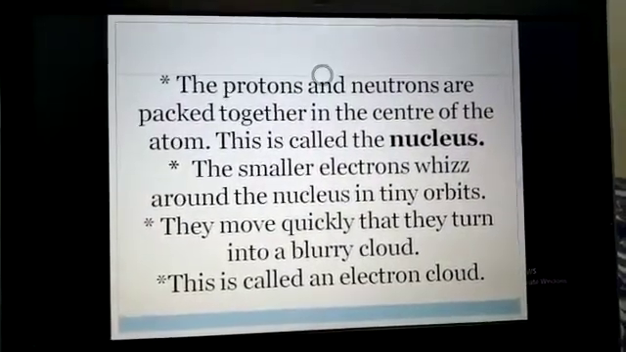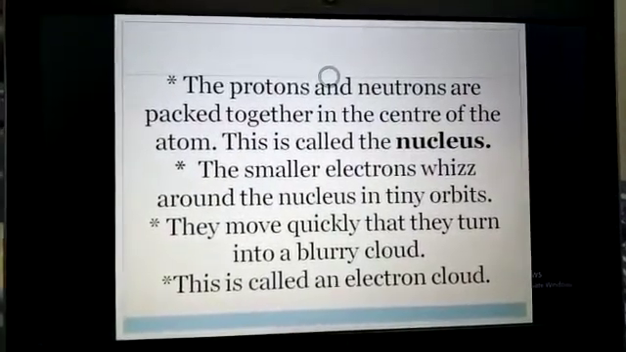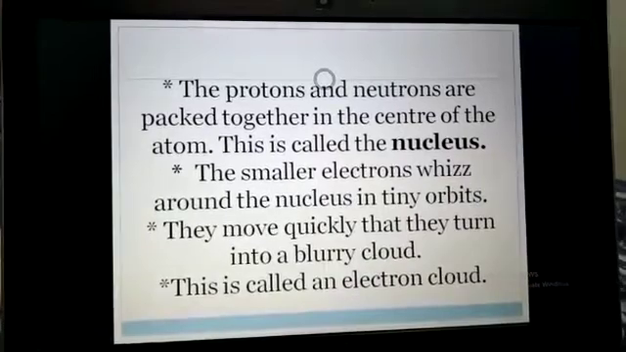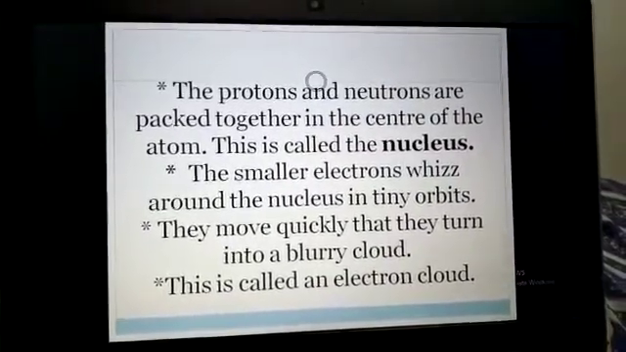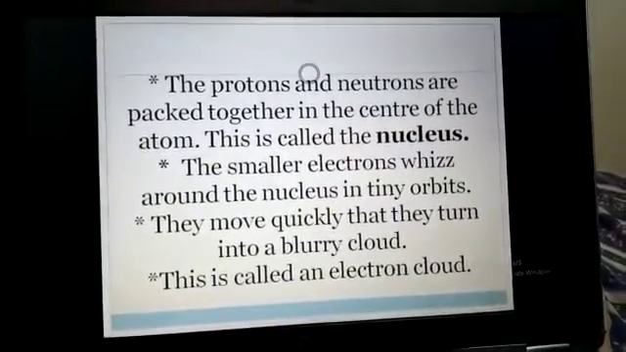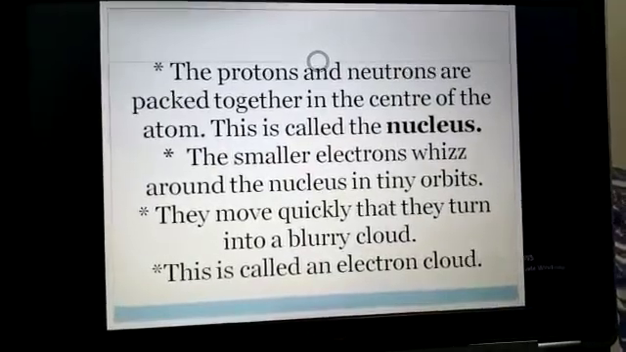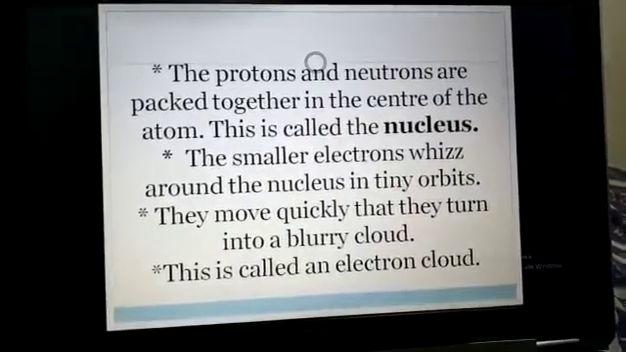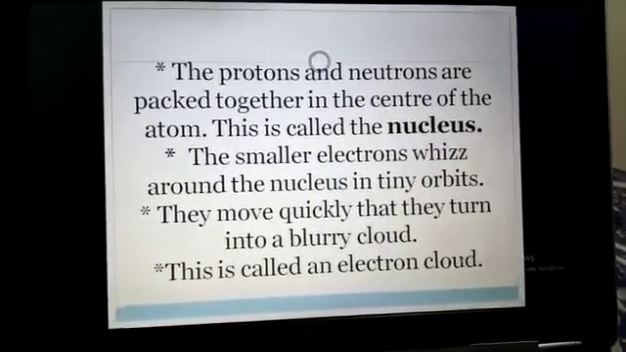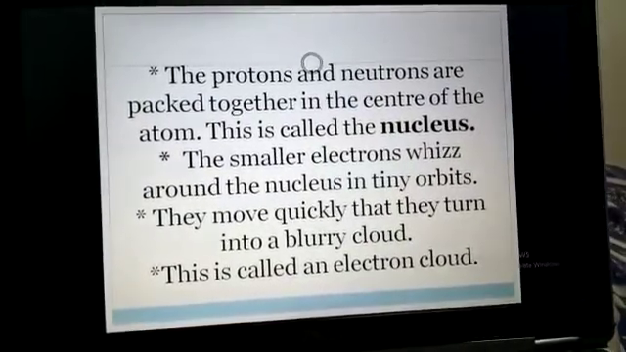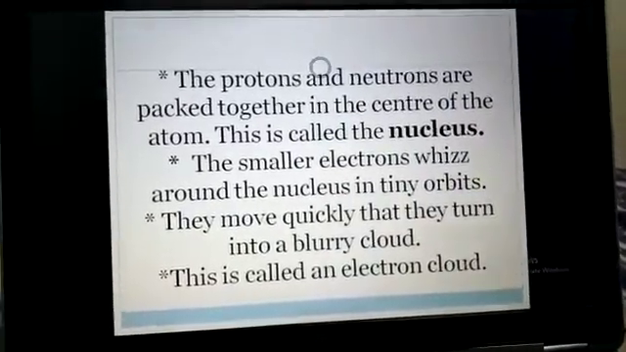The smaller electrons whiz around the nucleus in tiny orbits. They move so quickly that they turn into a blurry cloud. This is called an electron cloud. All the electrons move quickly and make a blurry cloud. This cloud is called the electron cloud because a number of electrons are moving quickly.